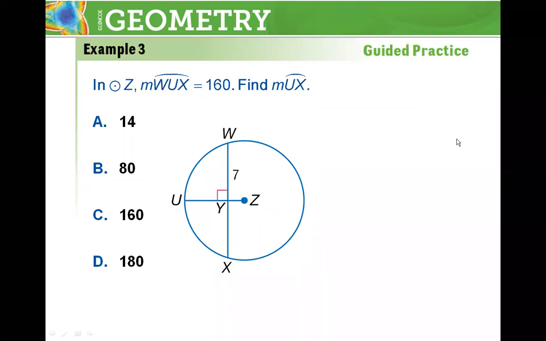The question says: in the circle Z, the measure of arc WUX is equal to 160. Find the measure of arc UX. So 160 divided by 2, which equals 80. This is the answer. Excellent. So the measure of arc UX is half the total arc, so it is equal to 80, which is letter B.